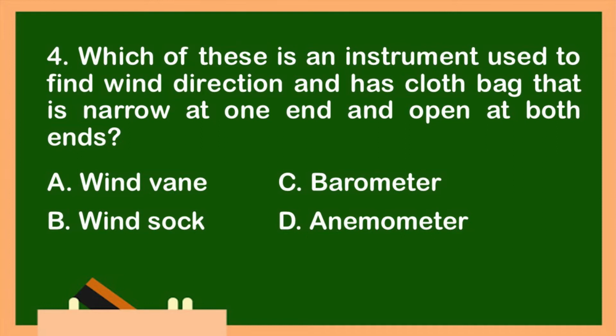Number 4. Which of this is an instrument used to find wind direction and has a cloth bag that is narrow at one end and open at both ends? A. Wind vane, B. Windsock, C. Barometer, D. Anemometer. Timer starts now. Time is up. What is your answer? Awesome! It's letter B, windsock.